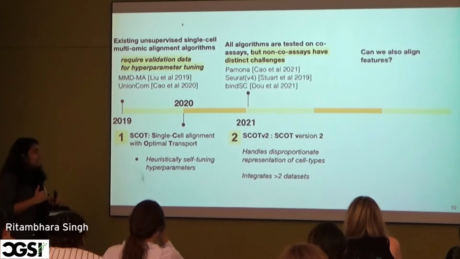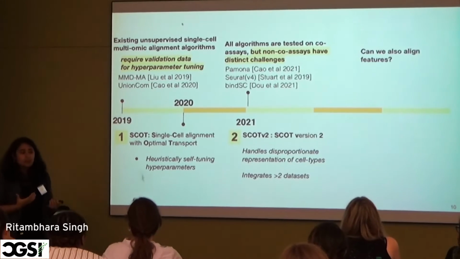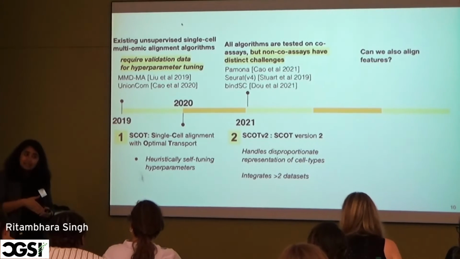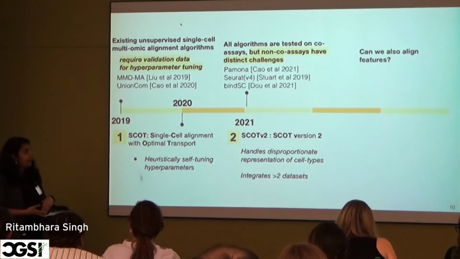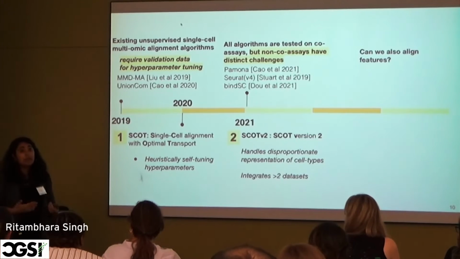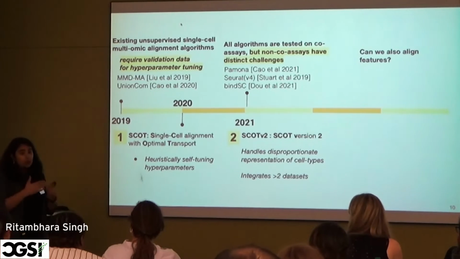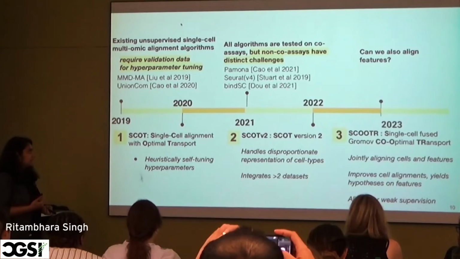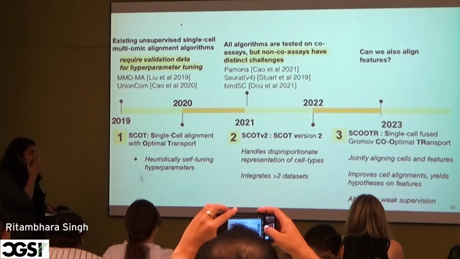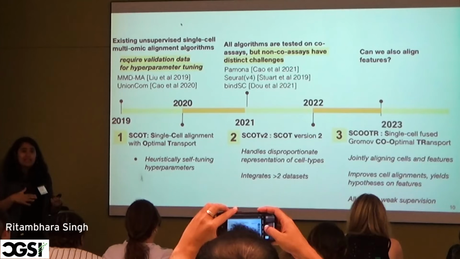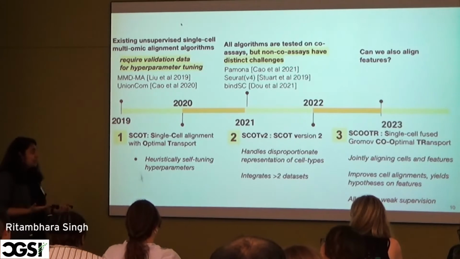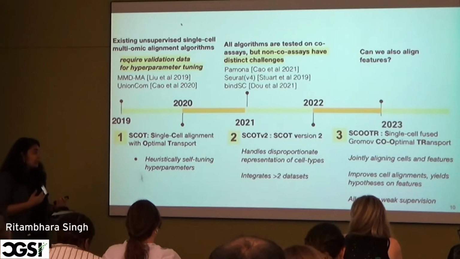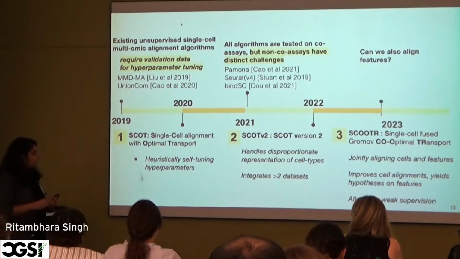And then more recently, we have been asking ourselves this question: most methods can align cells, but can we also get some information about how the features are aligning? And this is interesting because it can allow us to develop some interesting hypotheses by looking at what features are mapping across the two data sets. So the most recent method we have developed is called SCOOTER. What it does is that it jointly aligns cells and features. What that allows is it improves cell alignments and it yields hypotheses on the feature mappings. And another thing that it allows for is weak supervision.